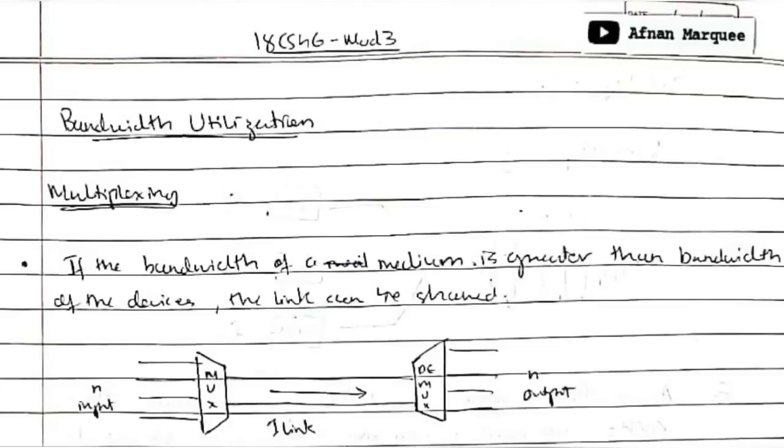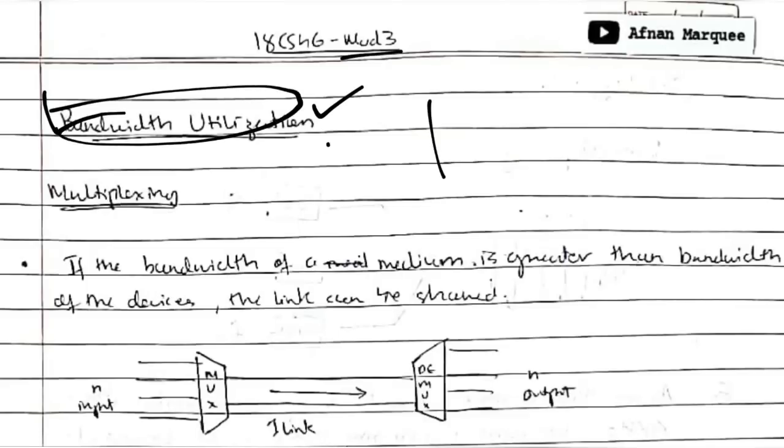Hello everyone, today in this video we'll be discussing the third module of data communication, and this module has three topics. The first one is bandwidth utilization, the second one is switching, and the third one is error detection and correction. So let's get started here. In the first topic we have two subtopics, which are multiplexing and spread spectrum.